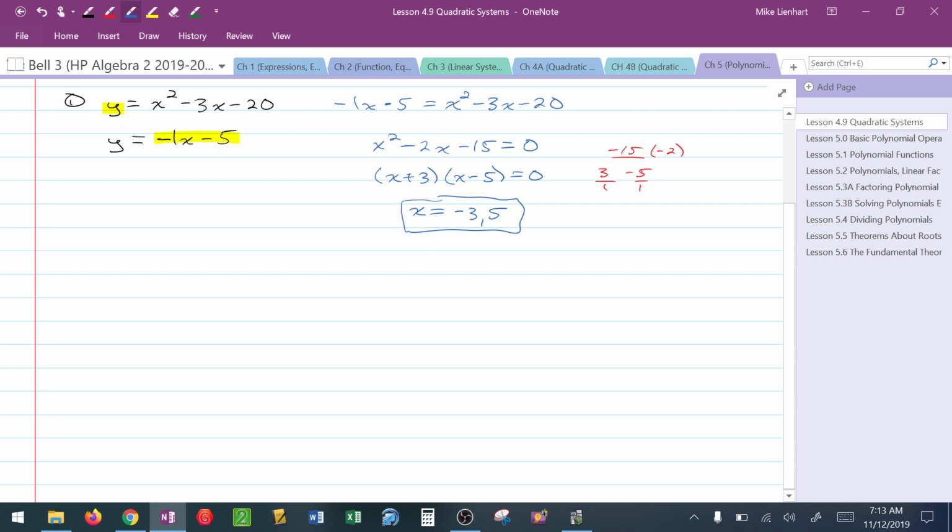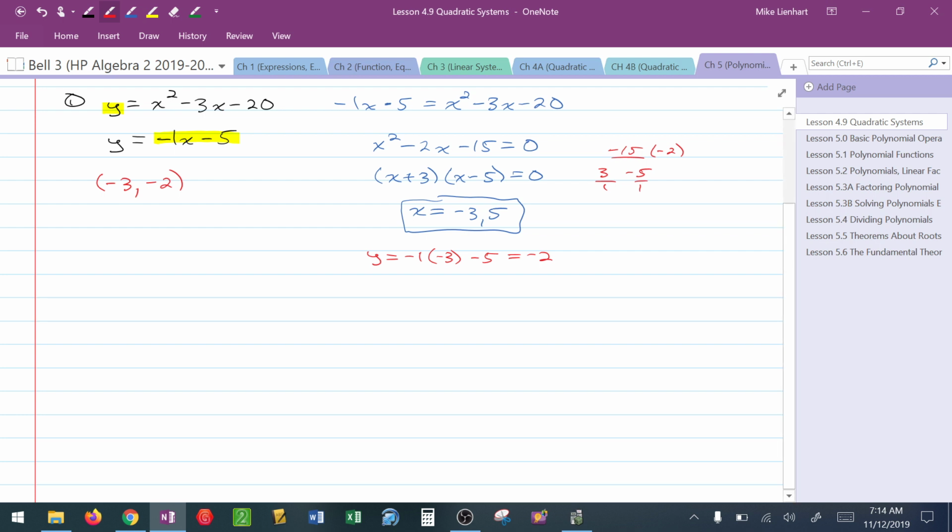Very simply, what I'm going to do is take negative 3. I'm trying to write the point negative 3, something. If I plug negative 3 into the second equation, I have y equals negative 1 times negative 3 minus 5, or 3 minus 5, which is negative 2. So I have the point negative 3, negative 2. That is one location where these two graphs intersect each other.